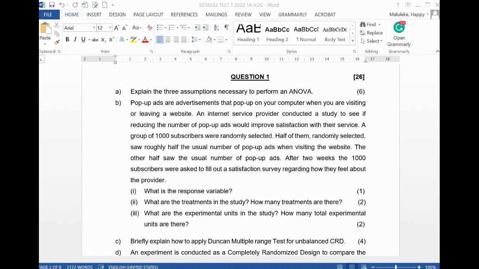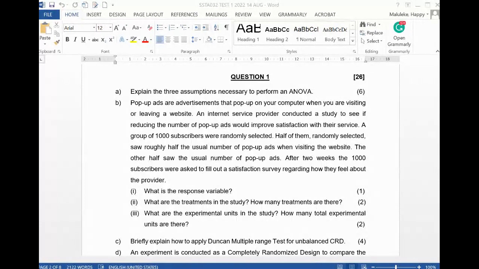constant variance. Some students were saying for the constant variance, I will check if the variance is constant. But you're not explaining by doing that. How do you check it? There are different methods that can be used to check for constant variance.